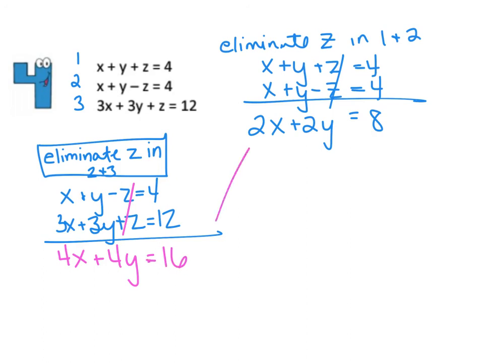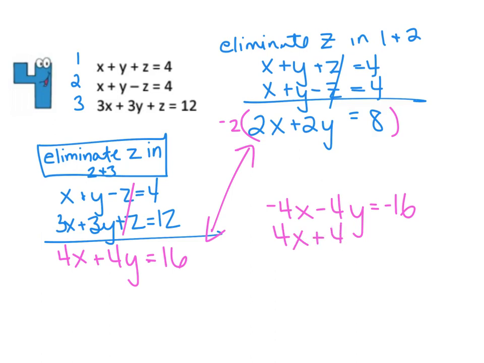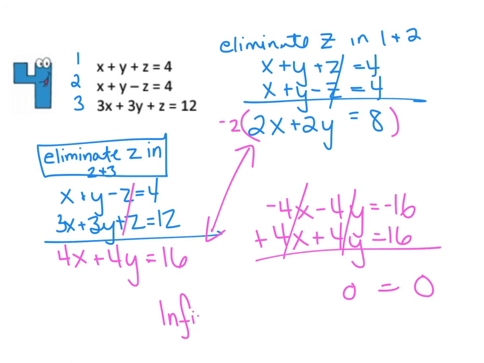Okay, now I'm going to use my new system. So I will multiply this one by -2 to create opposites with the x's, and that gives me -4x minus 4y equals -16. Recopy the other, and stack and add, and I believe I get a true statement. So this would be where there are infinitely many solutions.